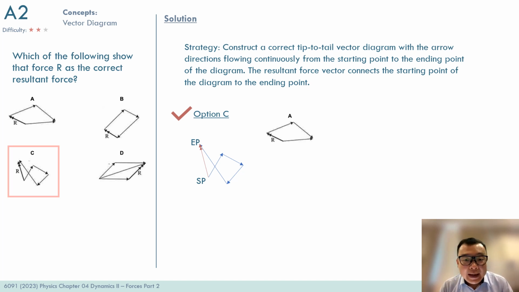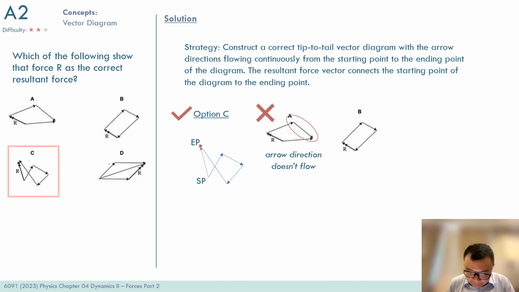For option A, there is an error in the flow of the arrows because this arrow flows in this direction. Okay, the second vector is correct, but the third vector has the wrong direction. So the vectors did not flow in one continuous direction.